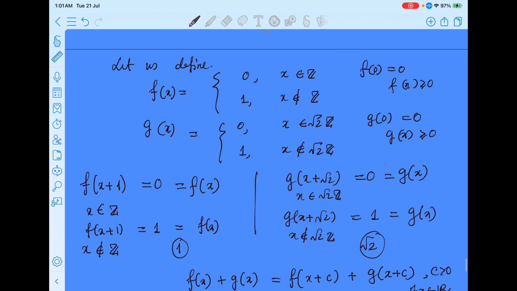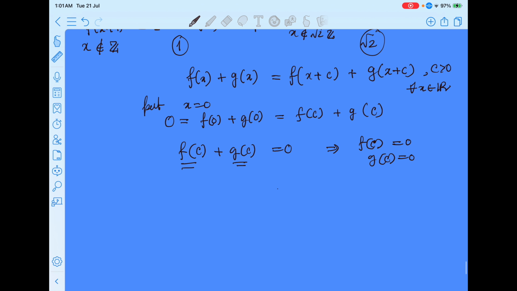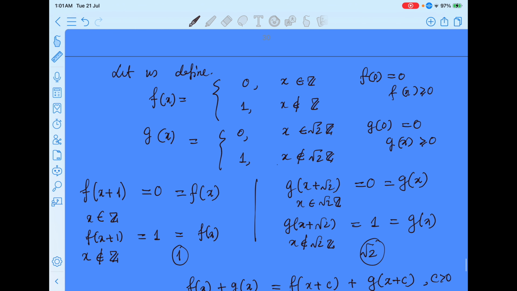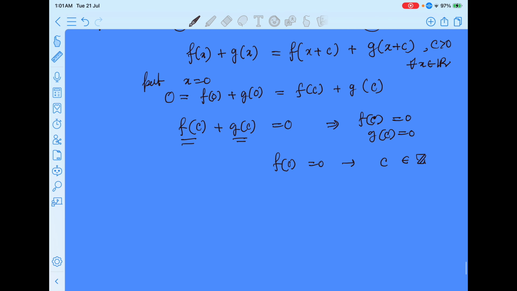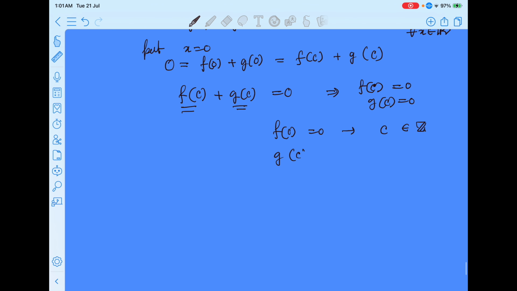So f of c equal to 0 means c is inside Z, so f of c equal to 0 implies c is inside Z, and g of c equal to 0 implies c is inside root 2 Z. Okay. So that means c is some integer m and equal to root 2 times n. Okay.